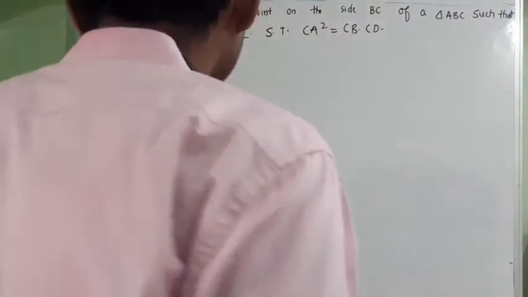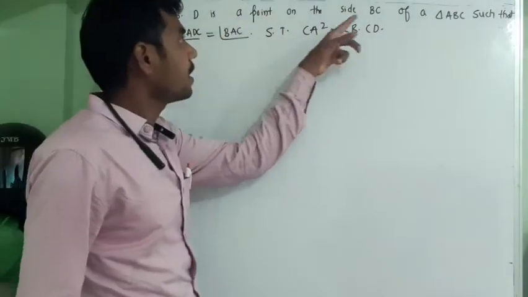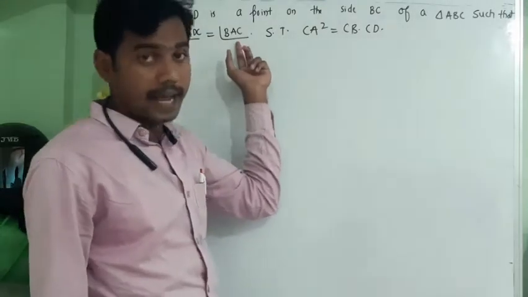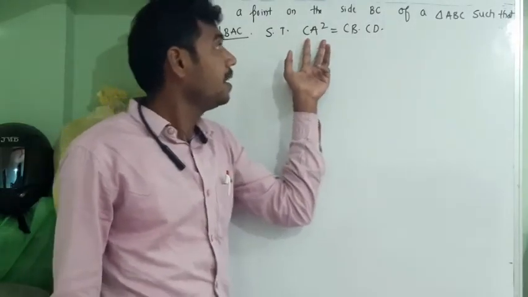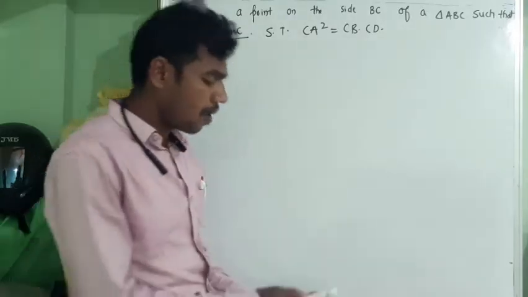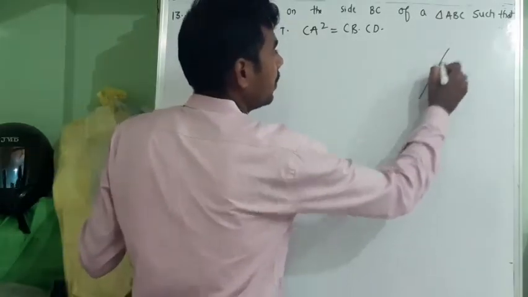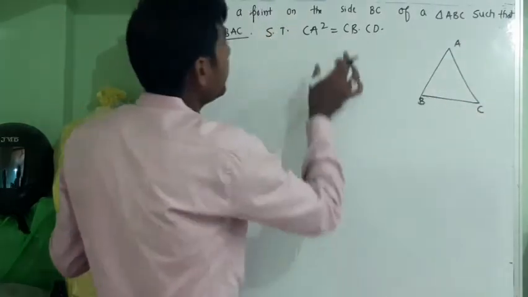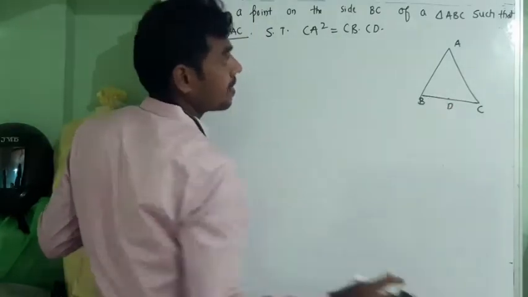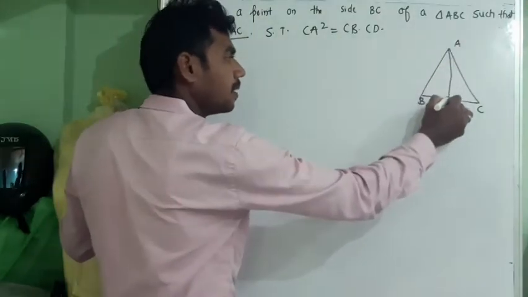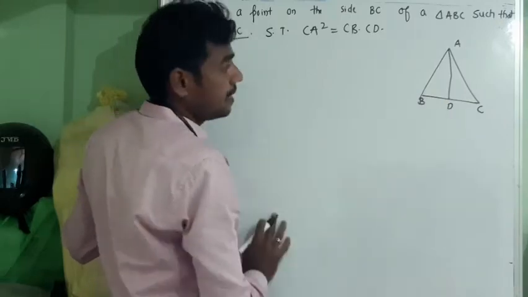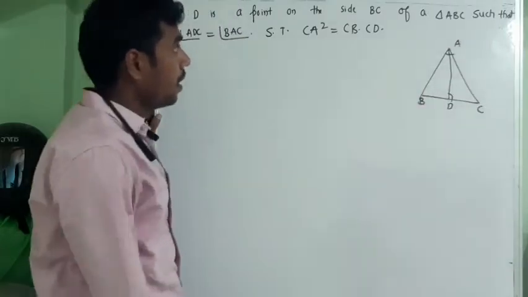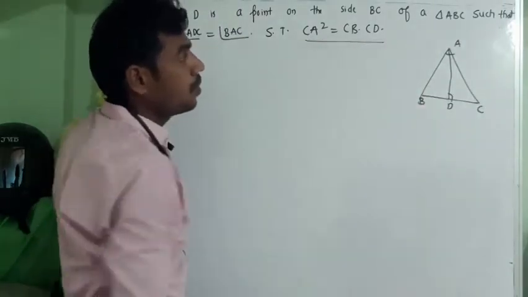So 13th question, D is a point on the side BC of a triangle ABC such that angle ADC is equal to angle BAC. Show that CA square is equal to CB into CD. See, first we'll write down what they have given. So there is a triangle ABC and D is a point on BC such that angle ADC, this angle, is equal to angle BAC, this angle. Now we need to show CA square is equal to CB into CD.